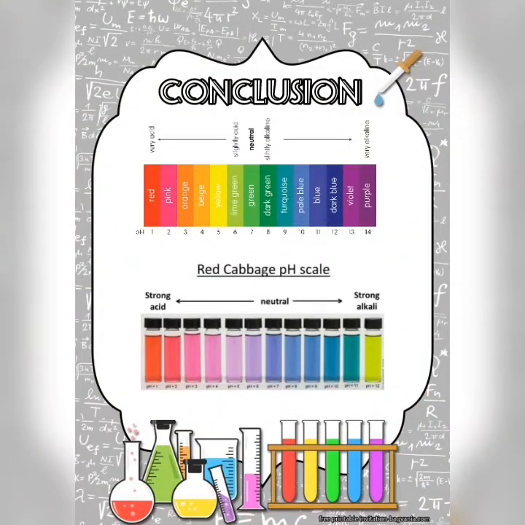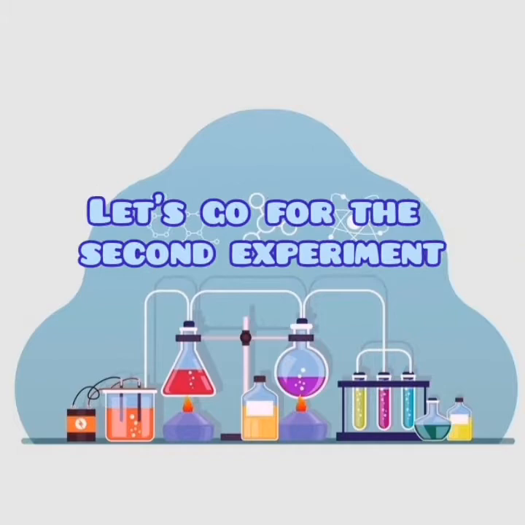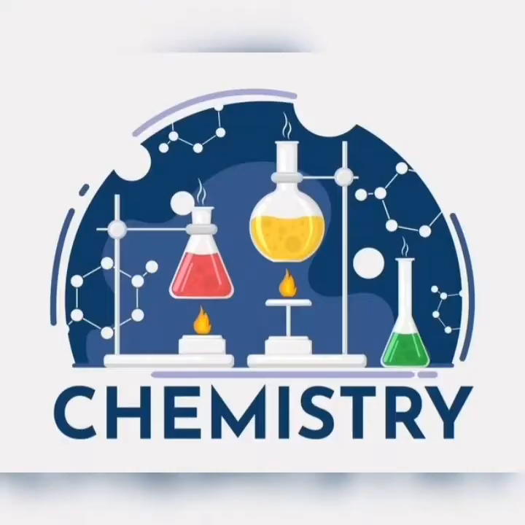For the conclusion of the experiment, as you can see in the image above, that was the basic pH indicator scale, and at the bottom of the image, that was the red cabbage pH scale. It seems a little different, but the concept is the same. Without wasting any time, let's go for the second experiment.